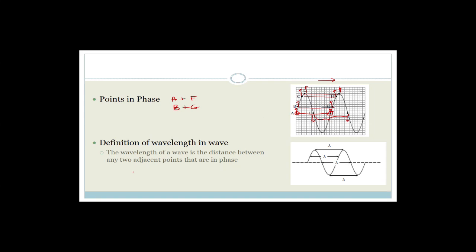But what is the problem with that? Like I said, the problem is that it is very difficult to find that point and that point on a wave. It is much easier to find that point and that point on a wave and measure it, and then you can say, oh, well, that there is a wavelength. So the definition of a wavelength is: a wavelength of a wave is the distance between any two adjacent points, which means next to each other, that are in phase, or you could say two consecutive points in phase.